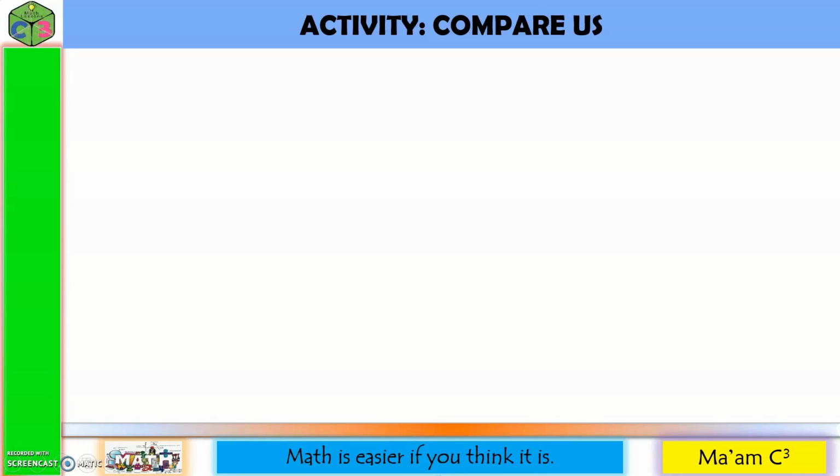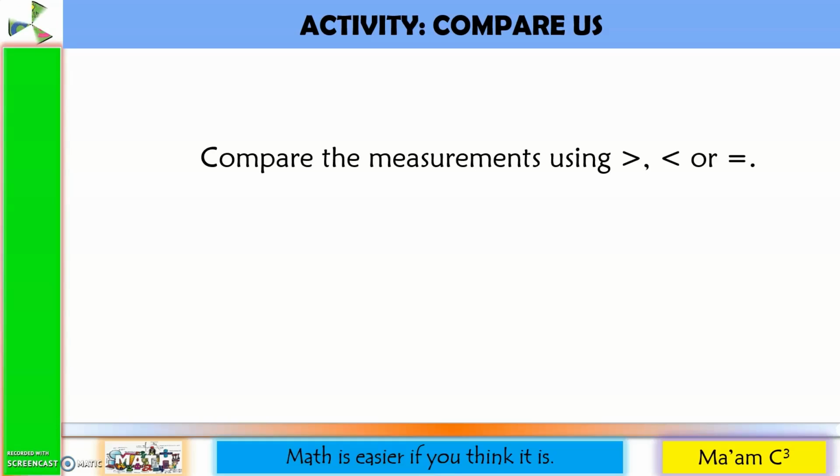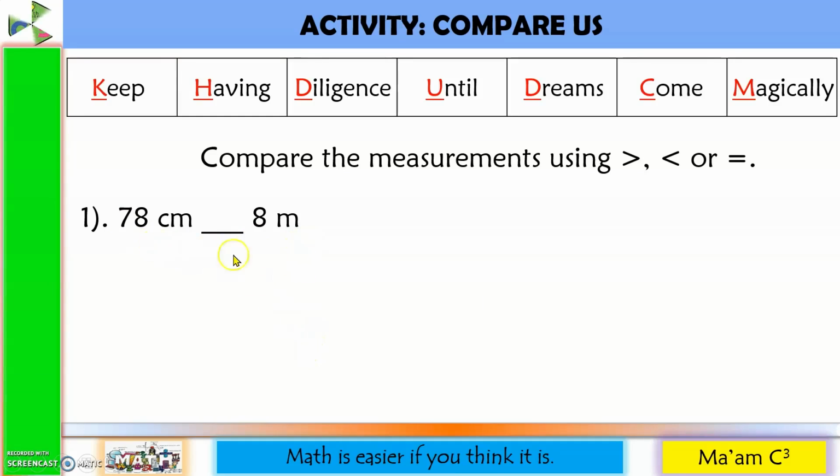Let us have another activity called Compare As. So compare the measurements using greater than, less than, or equal to. Number 1, 78 centimeters and 8 meters. Let us recall our prefixes. So before we compare two measurements, we have to make sure that the units are the same. So we're going to convert one unit to another. In this number, I'm going to convert meters to centimeters.